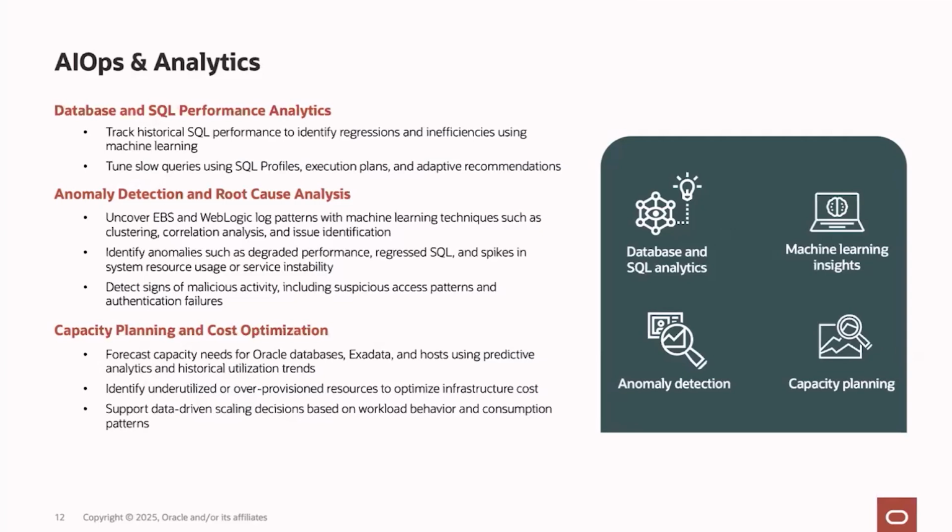Another value add from this perspective of AI ops and analytics is the capacity planning and cost optimization. So being able to forecast capacity needs for your Oracle databases, Exadata, and hosts using predictive analytics and historical utilization trends. This allows you to identify underutilized or over-provisioned resources to optimize your infrastructure cost and supports data-driven scaling decisions based on workload behavior.